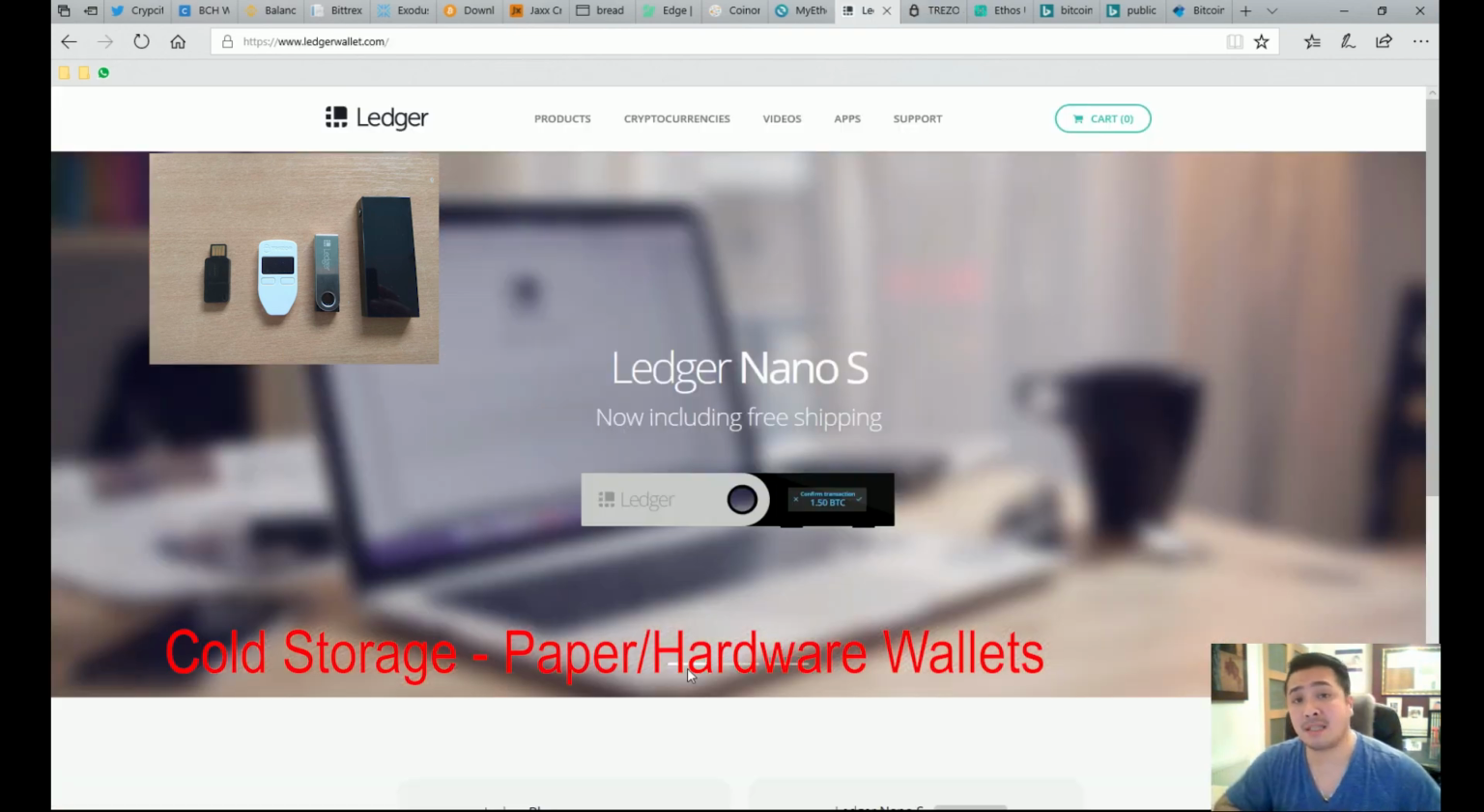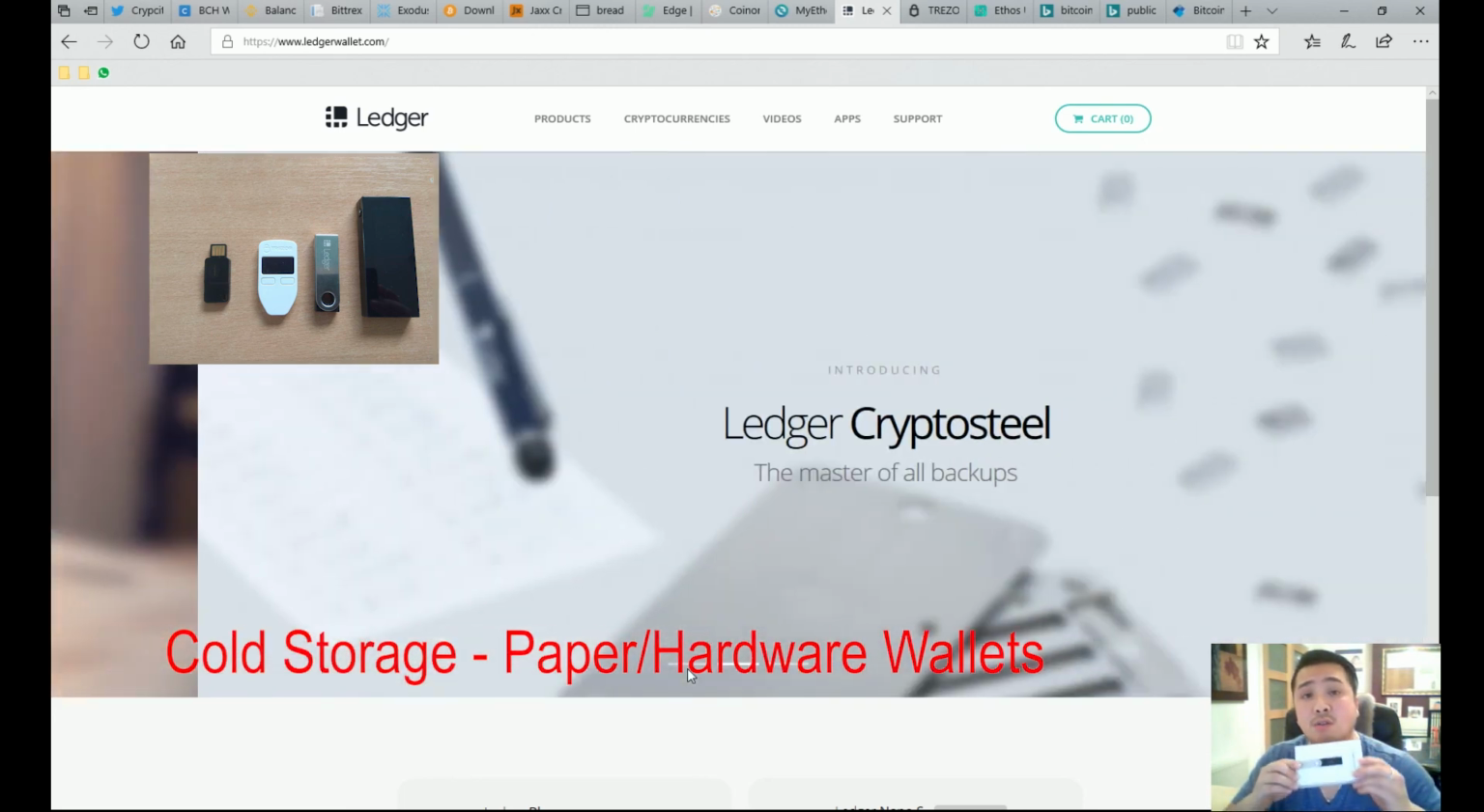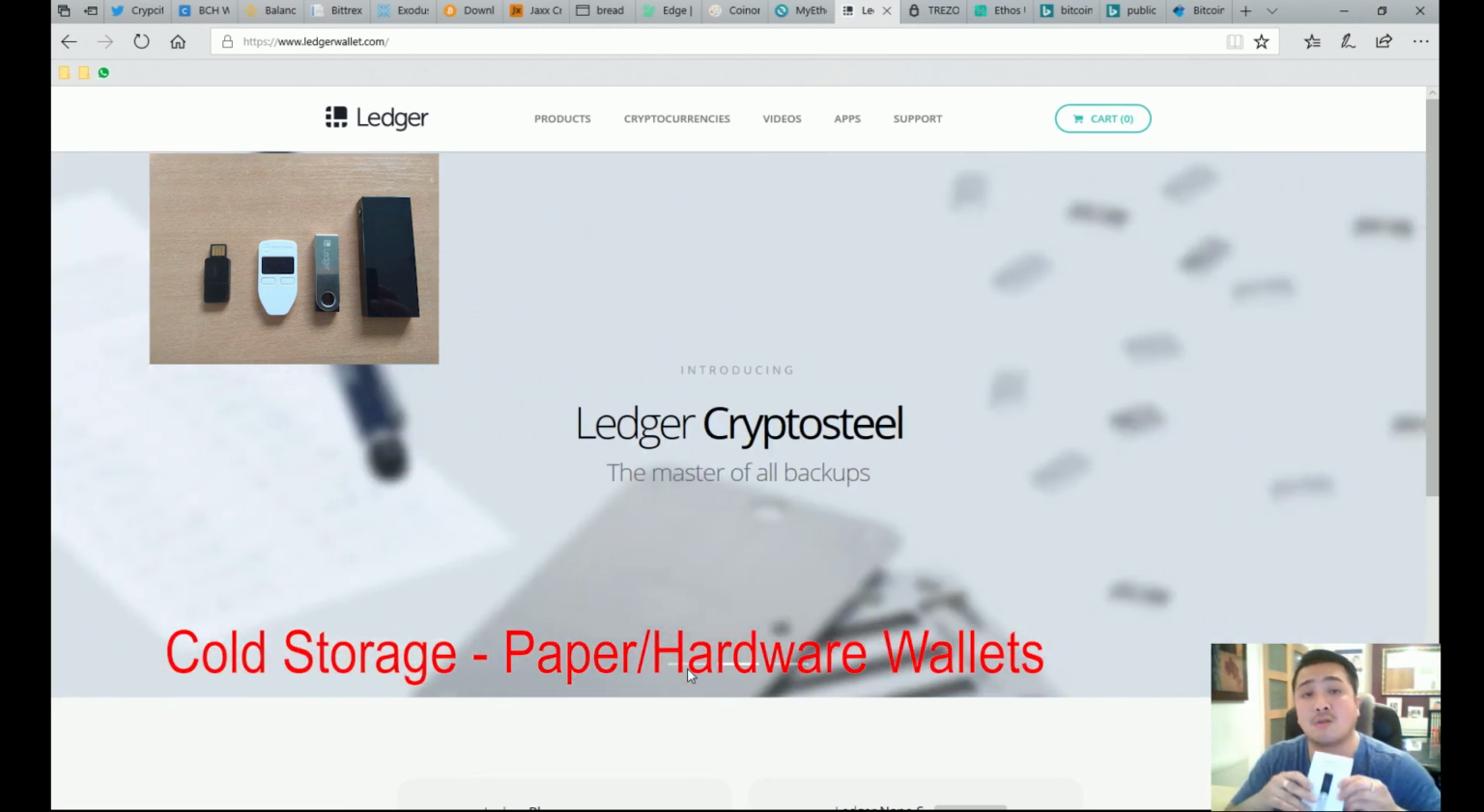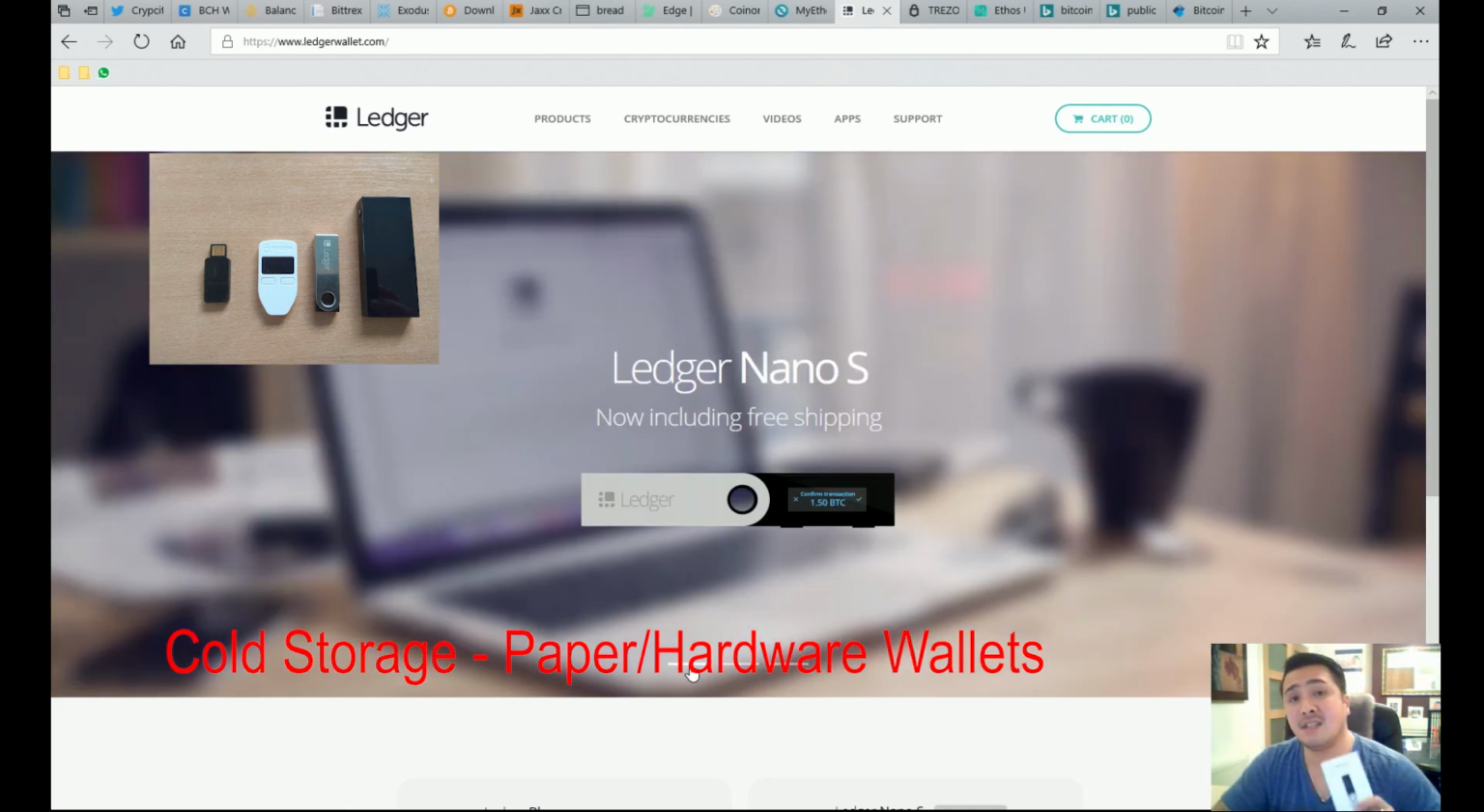Now, I personally have a Ledger Nano S, and I personally recommend you getting a hardware wallet to store your cryptocurrencies, especially when you've got a lot of cryptocurrencies to store. It's safe, it's easy to use, and it looks good.